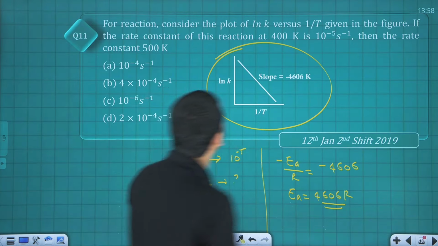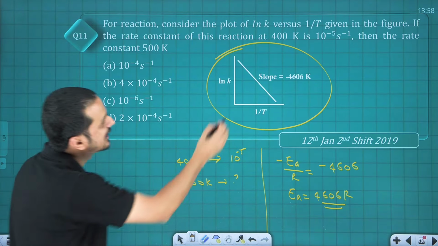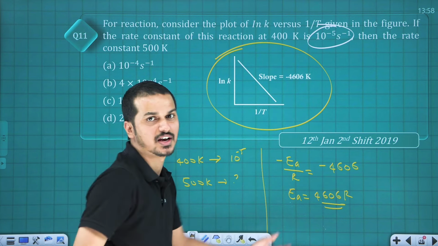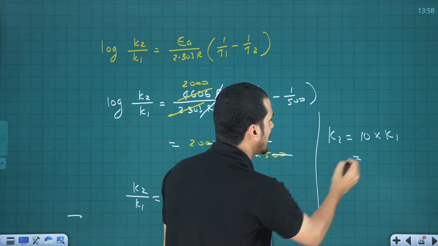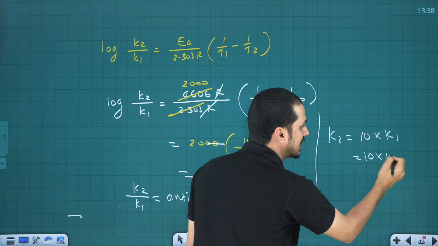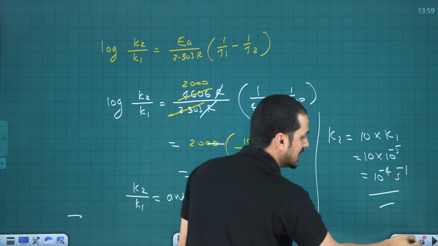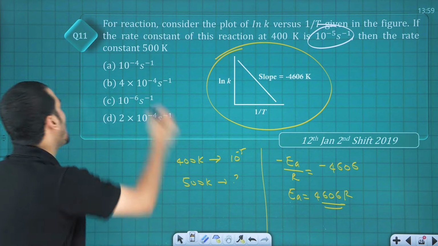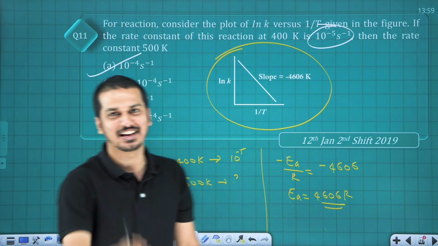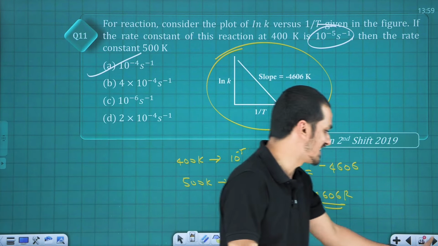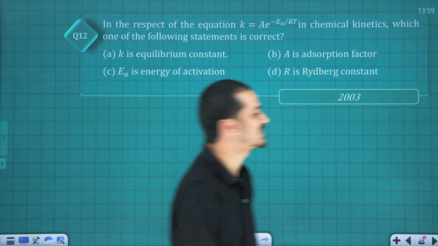K1 value they gave in the question: K1 is equal to 10 raised to minus 5. So 10 into 10 raised to minus 5 equals 10 raised to minus 4 second inverse. Is there any option? Yes, option A is the correct answer. Got it? Okay, we can move to the next question, dears.